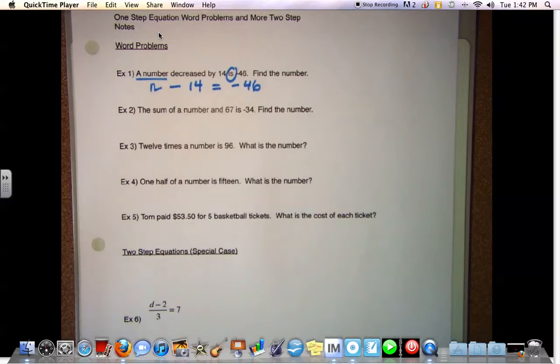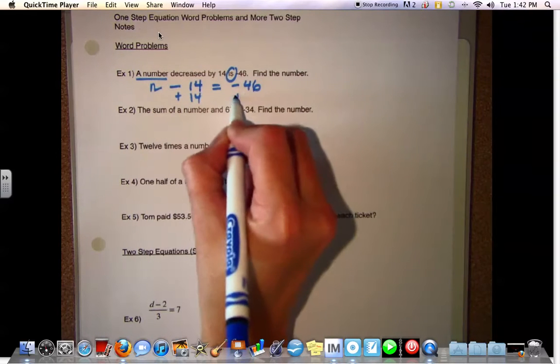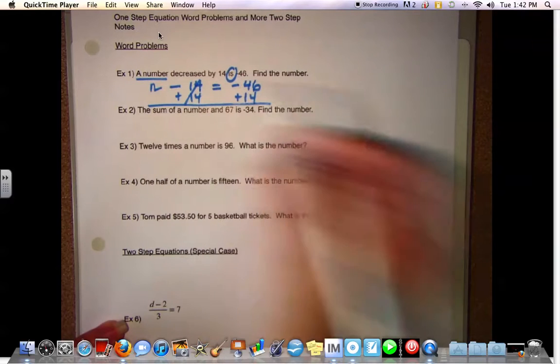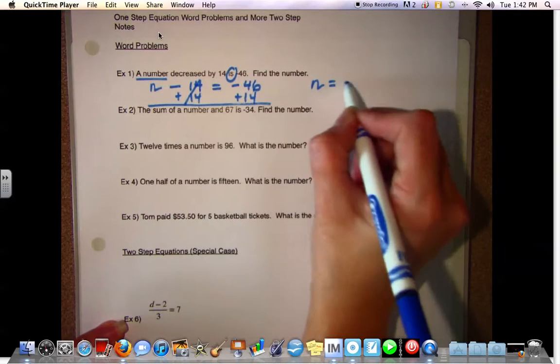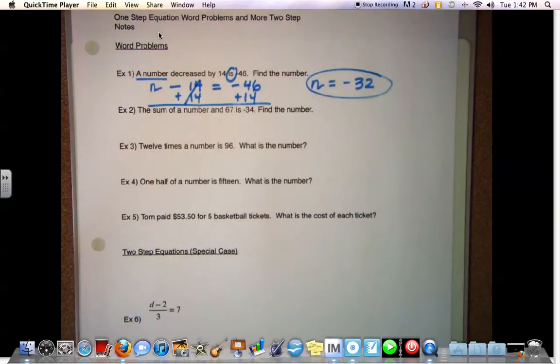So you do the inverse and add 14. Yes. Add 14 to both sides. So the 14s cancel, and n equals negative 32. And then this one is pretty easy, 67 equals negative 34.